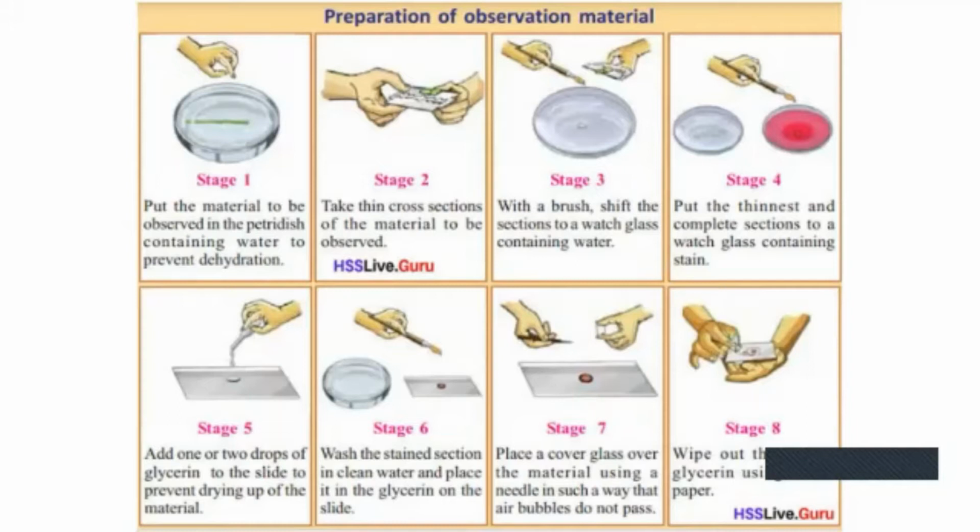If we are simply keeping the material on the slide, what will happen? It will dry. The water from the material will be lost. So in order to prevent the drying of the material, we are keeping a drop of glycerin in the center of the slide. Then stage 6. Wash the stained section in clean water and place it in the glycerin on the slide. For what purpose are we again washing the stained specimen?